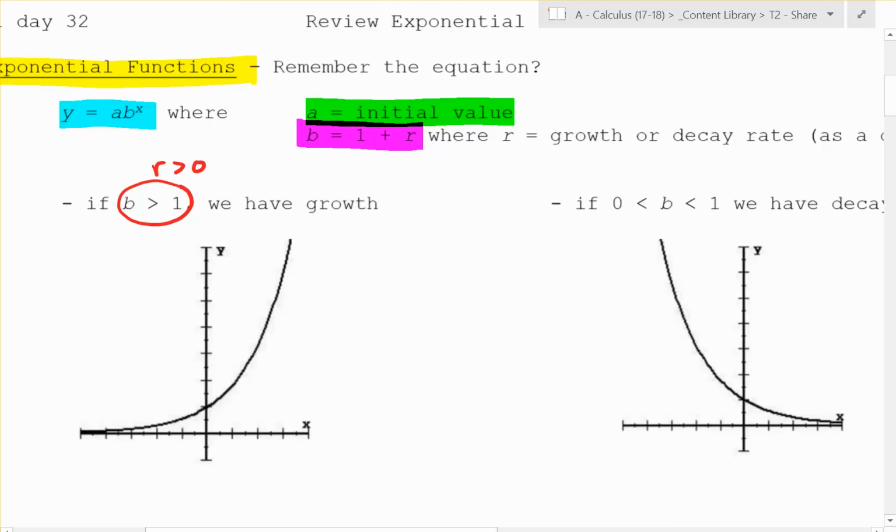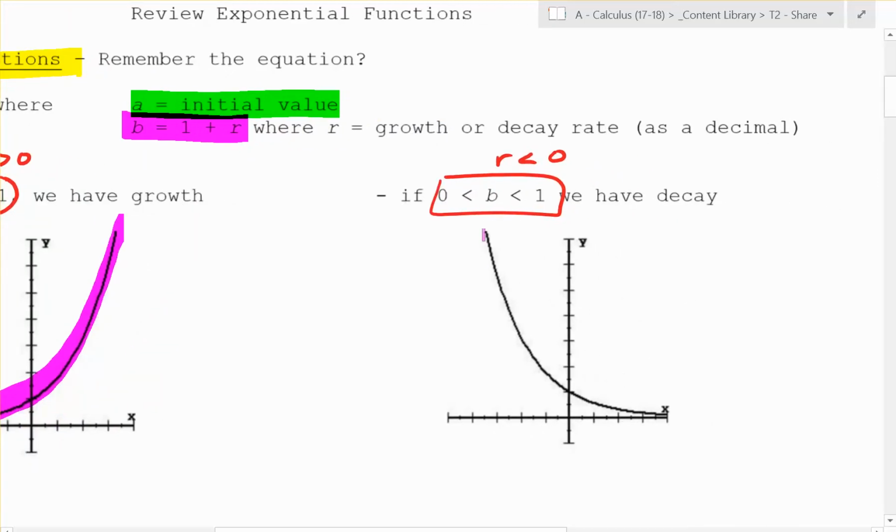And you have a graph that ends up looking like this. It grows like that. And then if b is between 0 and 1, which means that r would be less than 0, you have decay like this. You have decay. So that's the type of graph we're going to be looking at.